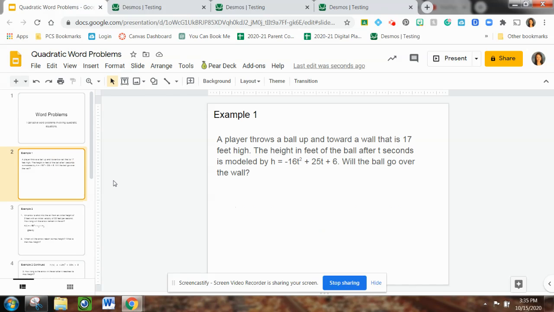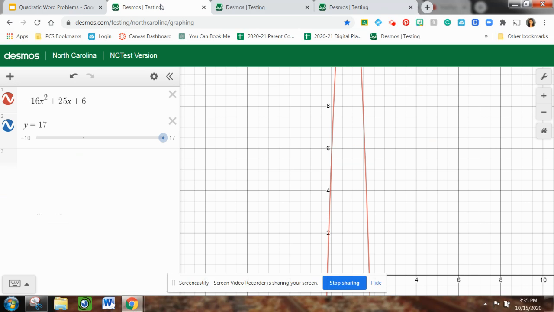So in this example, a player is throwing a ball towards a wall that is 17 feet high, and the height is modeled by that equation, and our job is to determine if the ball is going to go over the wall. So here in my Desmos graph, I've put my equation for the ball. I've also put y equals 17. I'm not going to turn this on just yet, but this would be the y value of the wall representing that height.